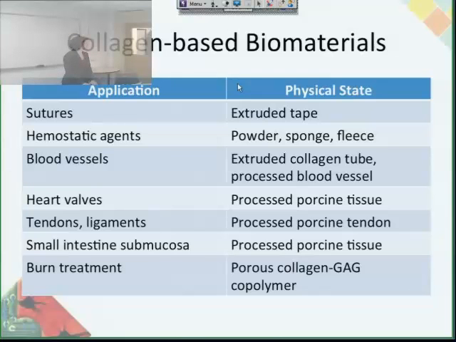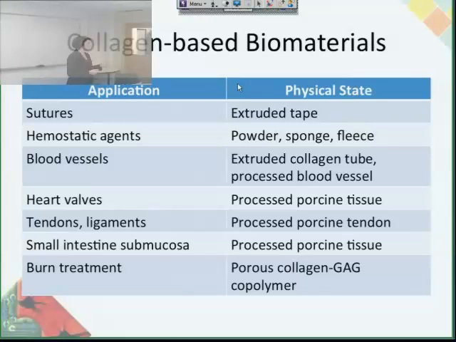And so it's interesting that a lot of these say that the physical state of the collagen for these applications is processed blood vessel or processed porcine tissue. So a really big area of biomaterials is actually taking animal tissues and decellularizing them to remove anything that might cause an adverse immune reaction, and then using it for a different application. Or for the same application that it was.